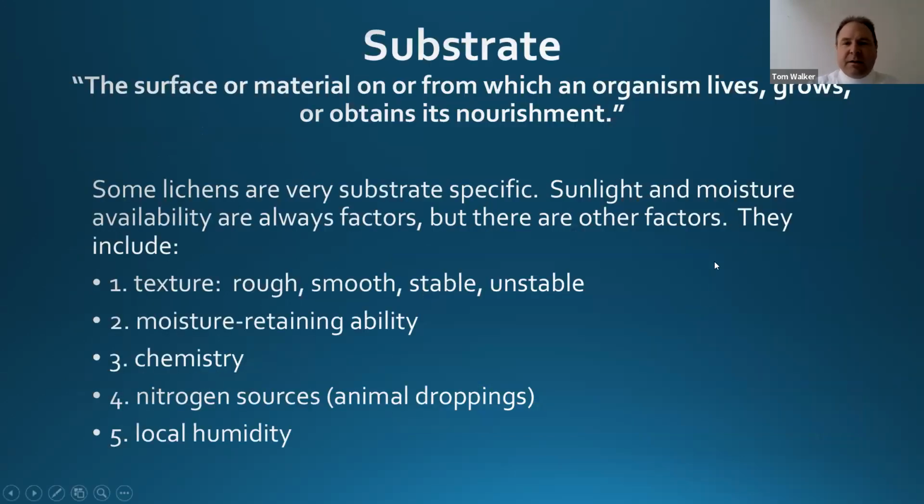A substrate is the surface or material on or from which an organism lives or obtains its nourishment. Some lichens are very substrate specific. Some of these factors of the substrate include texture, whether it's rough, smooth, stable, or unstable, its ability to retain moisture, its chemistry, and these next two are based on the local environment: nitrogen sources, commonly from bird droppings, and the local humidity.